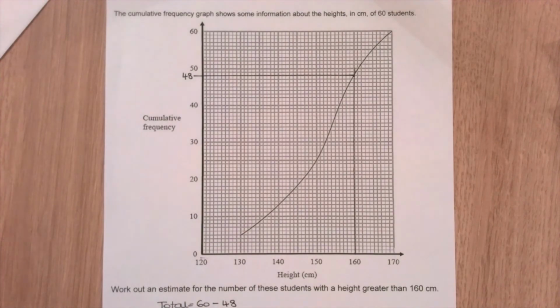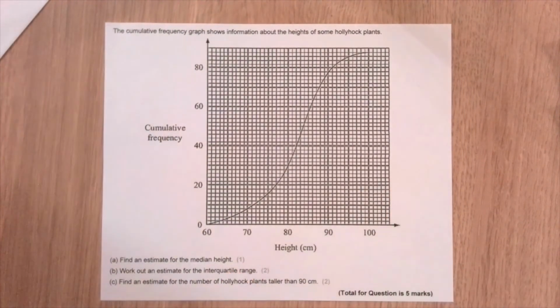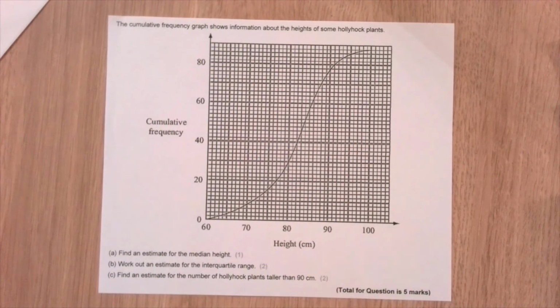Okay, one final example. This is a past GCSE question that I have found for you. The cumulative frequency graph shows information about heights of some hollyhock plants. Find an estimate for the median height.